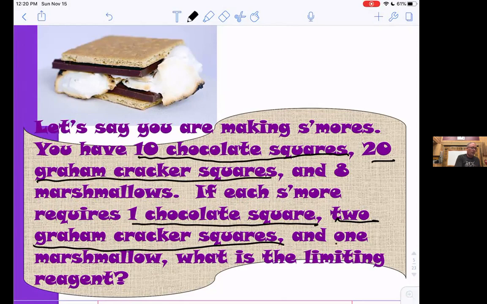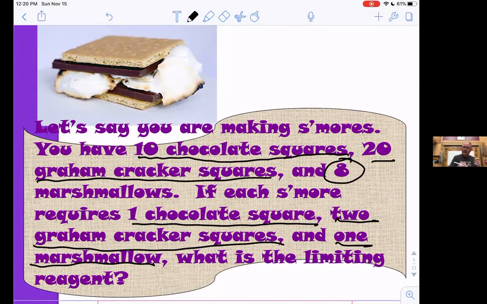But I only need 1 marshmallow for each of these, and I have 8 marshmallows. So for each chocolate square, I need 1 marshmallow. I have 10 chocolate squares, but I only have 8 marshmallows. What is the limiting reagent? What's going to limit how many s'mores I can make? The answer is the marshmallows. I don't have enough of them.